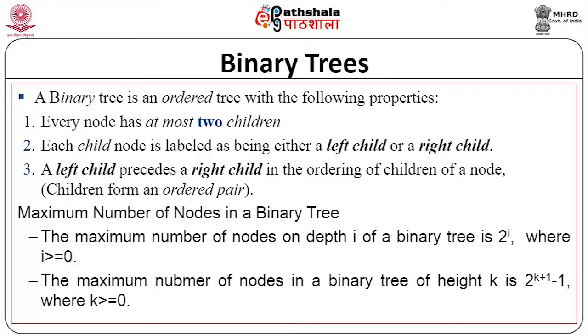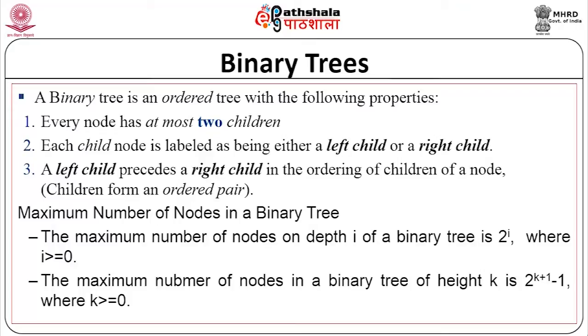Every node has at most 2 children. So, it can have 0 children or 1 child, but the maximum number of children it can have is 2. Each child node is labeled as either a left child or a right child. There are only 2 possible children a parent can have: a left child, a right child, only a left child, only a right child, or no child. A left child precedes the right child in the ordering of children of a node. This is what is different in a binary tree.